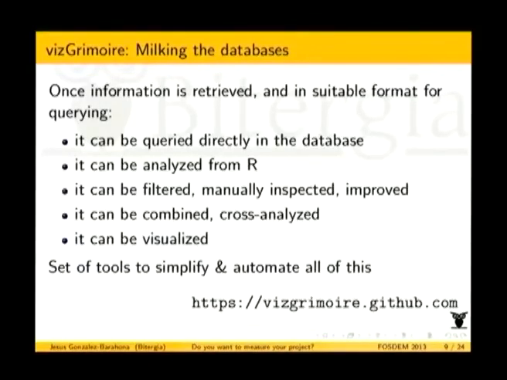The data, therefore, can be filtered, can be inspected manually or automatically, can be improved, whichever. And, of course, it can also be combined, can also be cross-analyzed. You can get multiple data from different projects and compare them, cross-analyze them, etc. And last thing, quite important, it can also be visualized. Visualization right now, we are doing it from R, but also with JavaScript, so that we can produce some dashboards to be accessible with a web browser. I'm talking about that in a moment.